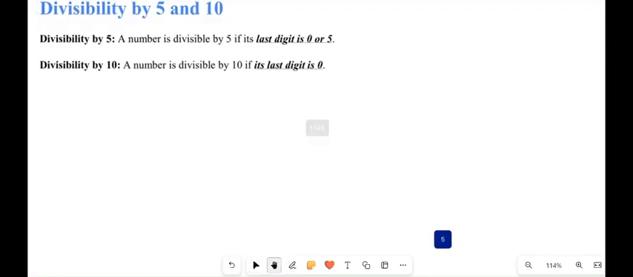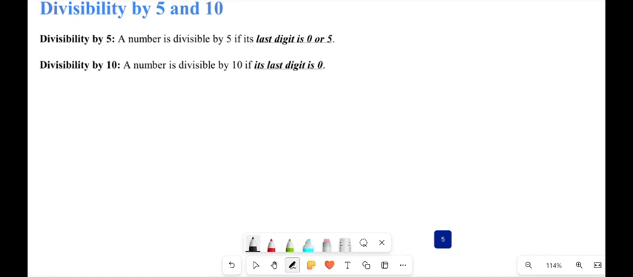Hello. Today we'll continue with divisibility rules for 5 and 10. These two numbers are very simple and the easiest for checking if a number is divisible by them or not, because all we need to do is look at the units digit. We don't need to do any process or calculation. Just check the units digit, and from there you will know if the number is divisible by 5 and 10 or not.